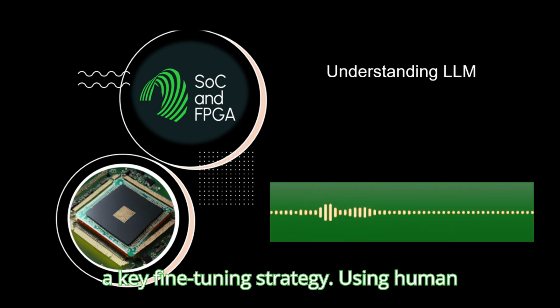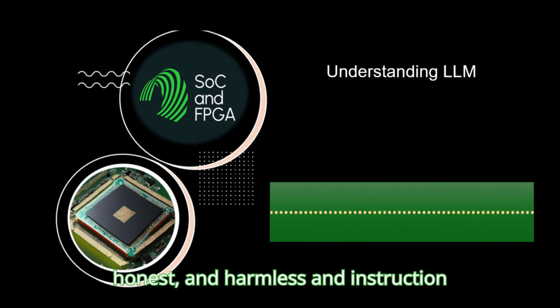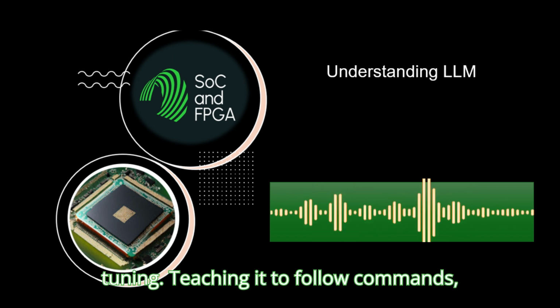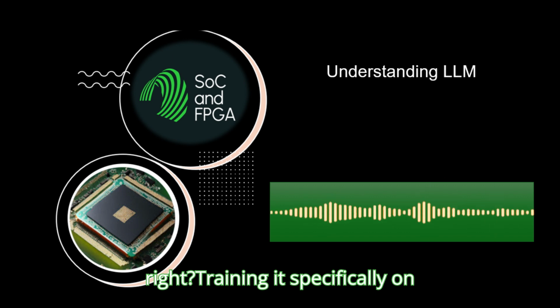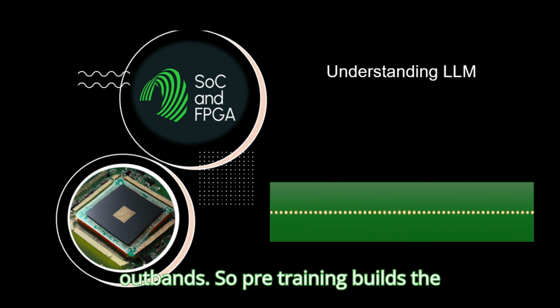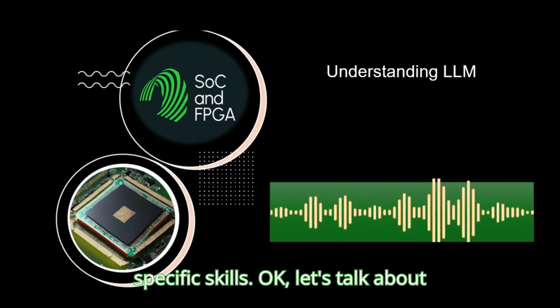Yes, that's a key fine-tuning strategy. Using human preferences to guide the model towards generating outputs that are more helpful, honest, and harmless. And instruction tuning, teaching it to follow commands. Right. Training it specifically on examples of instructions and desired outputs. So pre-training builds the foundation, fine-tuning shapes the specific skills.